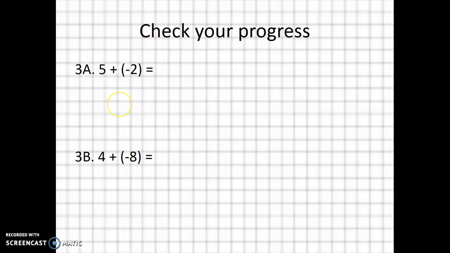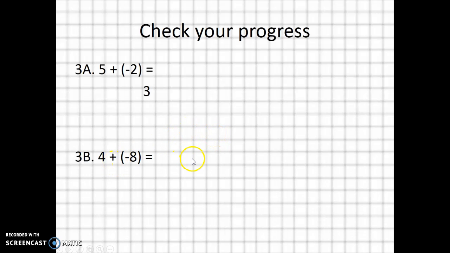So let's do the check your progress number 3A and 3B together. Here we've got 5 plus -2. If you can visualize on the number line, if we're all the way over at 5 and we add -2, we're adding negative numbers, right, which go to the left of 0. So we need to go to the left. So 5 plus -2 is 3.